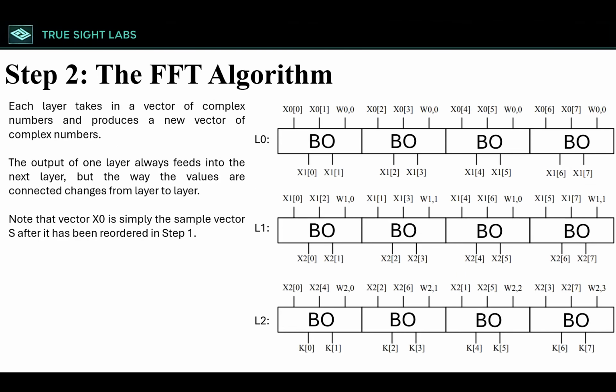Each layer takes in a vector of complex numbers and produces a new vector of complex numbers. The output of one layer always feeds into the next layer, but the way that the values are connected changes from layer to layer. Also note that the vector x0 is simply the sample vector S after it has been reordered in step 1.